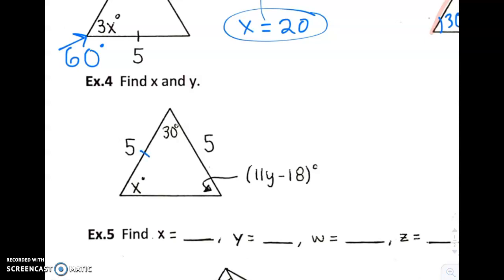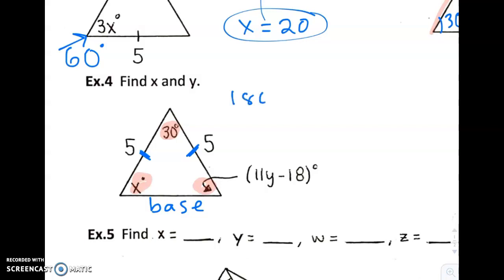All I know is that these two sides are both 5, which makes it isosceles. That makes this the base. What I know about these two angles is that they have to be equal, but making this thing equal this thing is not a good idea because I have a mix of x's and y's. So instead, since I know this is a 30-degree angle, and I know these two angles are supposed to be the same, I can actually just figure out how big the angles are.